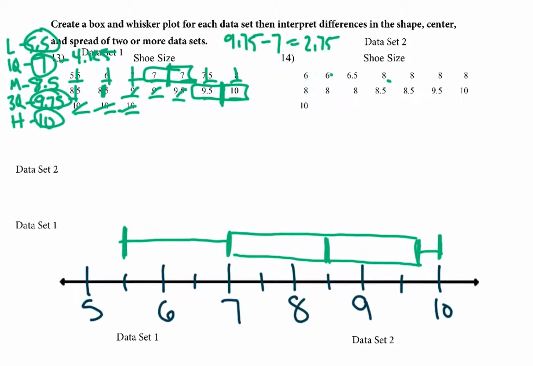Connect the whiskers. There's our first part. Okay. Now we do all the same stuff for this data set. So my low is 6. First quartile, median, third quartile, and high. My high is 10 again. Okay, for the median, I count in from both ends, so it's 8, my median.